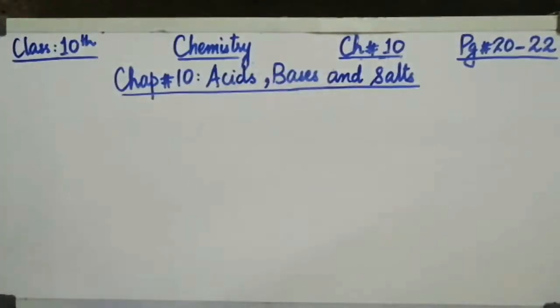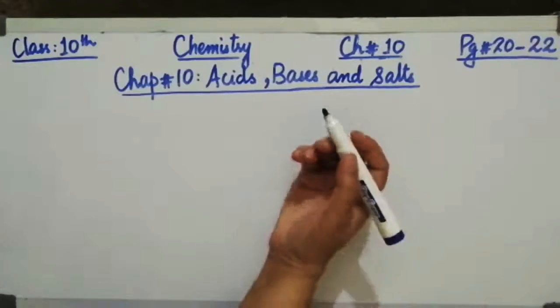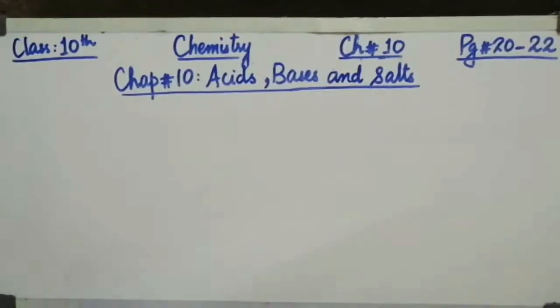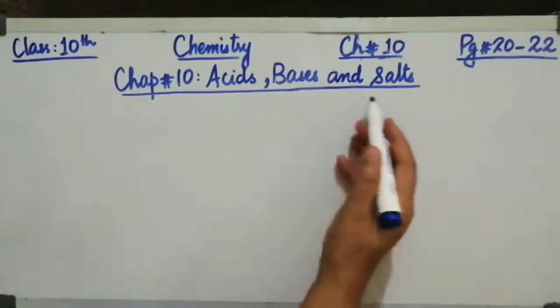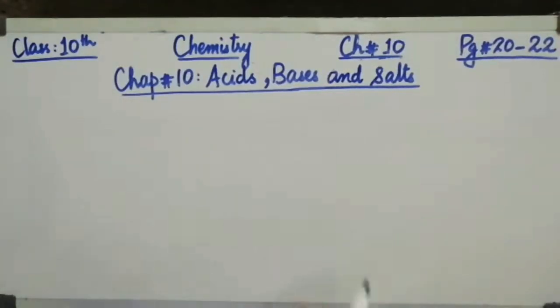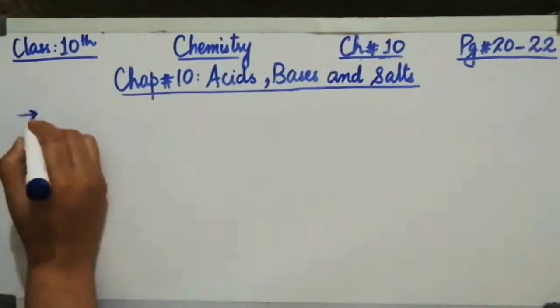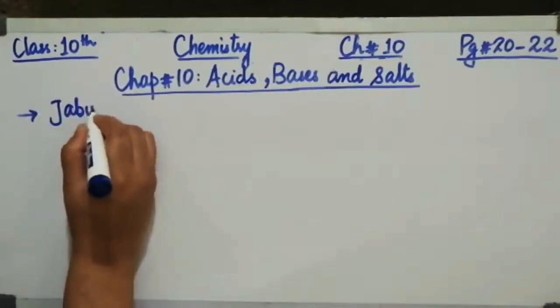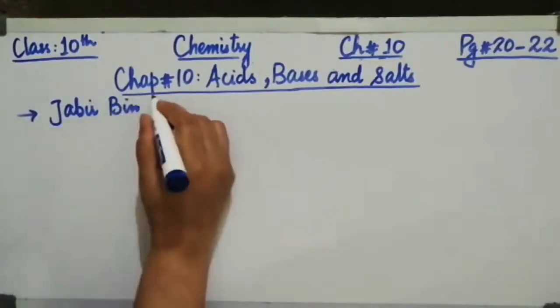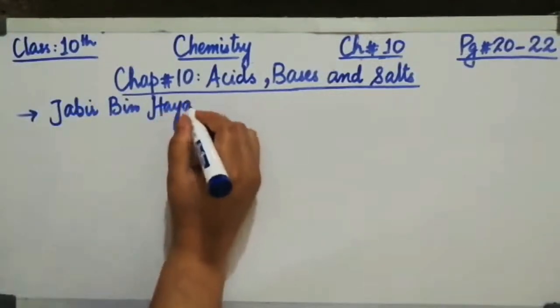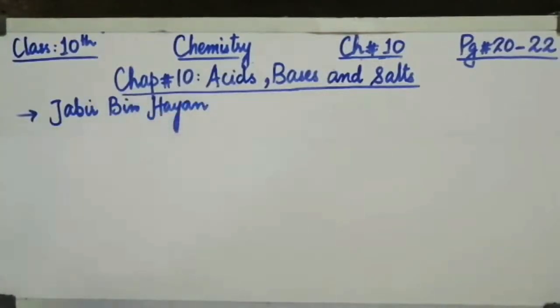As we know, different compounds, either organic or inorganic, are classified into three distinct classes, categorized by these names: acids, bases and salts. A famous Muslim chemist, Jabir bin Hayyan, first of all prepared, what was the name of the scientist? Jabir bin Hayyan. He was very famous for discovering and preparing three different acids.